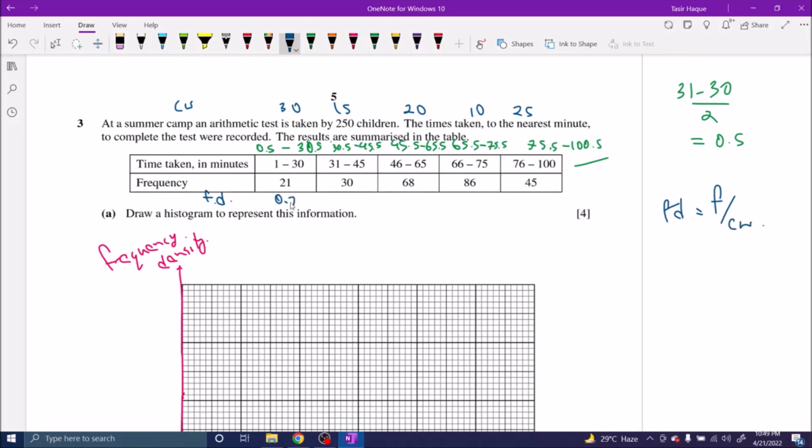0.70, right? And keep on going. You can show the working for one of them. 21 by 30 is equal to 0.7 FD. Okay, you can show this here. FD is equal to frequency by class width. It's fine, they'll understand. 2, 3.4, 8.6, and 1.8. 1.8 how? 45 divided by 25. 1.8. Okay.